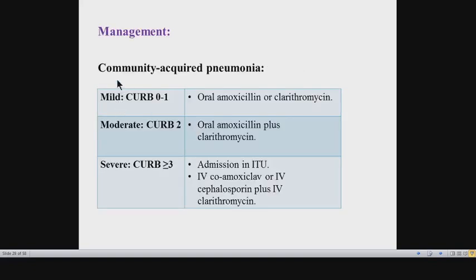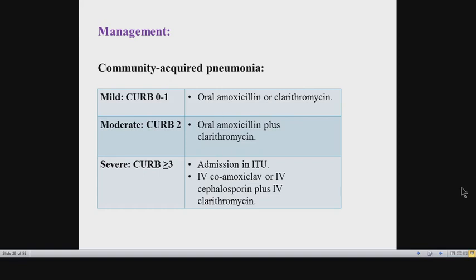If you have mild pneumonia, which means CURB score 0 to 1, in these patients you will treat the patient on an outpatient basis. So you will treat the patient at home. It will not require hospital admission because this is mild pneumonia. You will give oral antibiotics since the patient is treated at home. The choices will be either oral amoxicillin or oral clarithromycin. You use one of these two drugs.